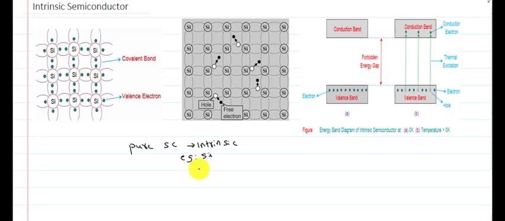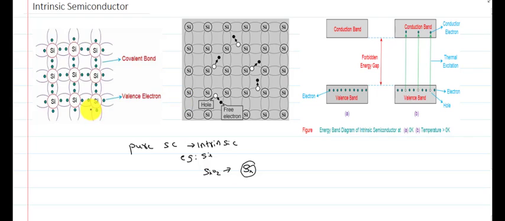So actually, the silicon is extracted from silicon dioxide. We are studying in VLSI the various steps for purification. We are extracting the sand or silicon dioxide, and we are getting the purified silicon wafers. And these pure form silicon wafers are known as intrinsic semiconductors.